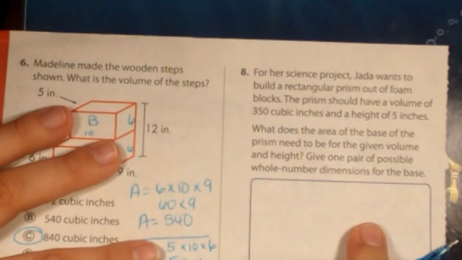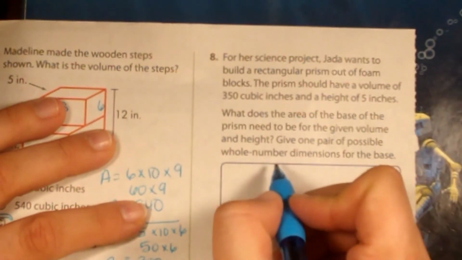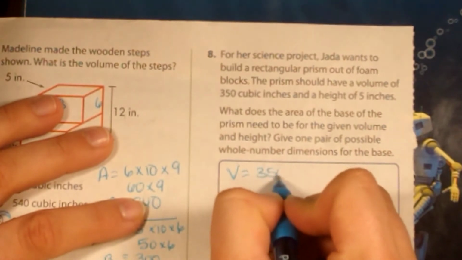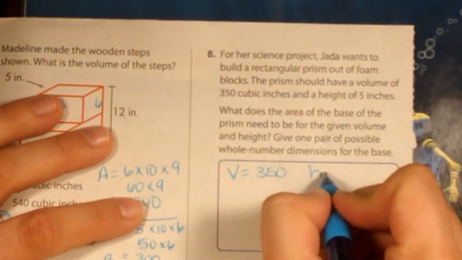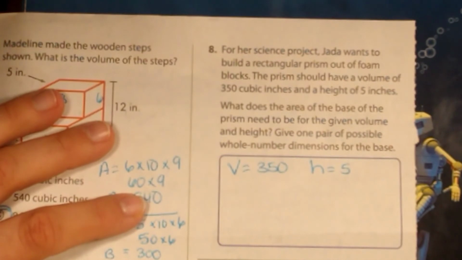For her science project, Jada wants to build a rectangular prism out of foam blocks. The prism should have a volume of 350 cubic inches and a height of 5. What does the area of the base of the prism need to be for the given volume and height? Give one possible whole number dimensions of the base.